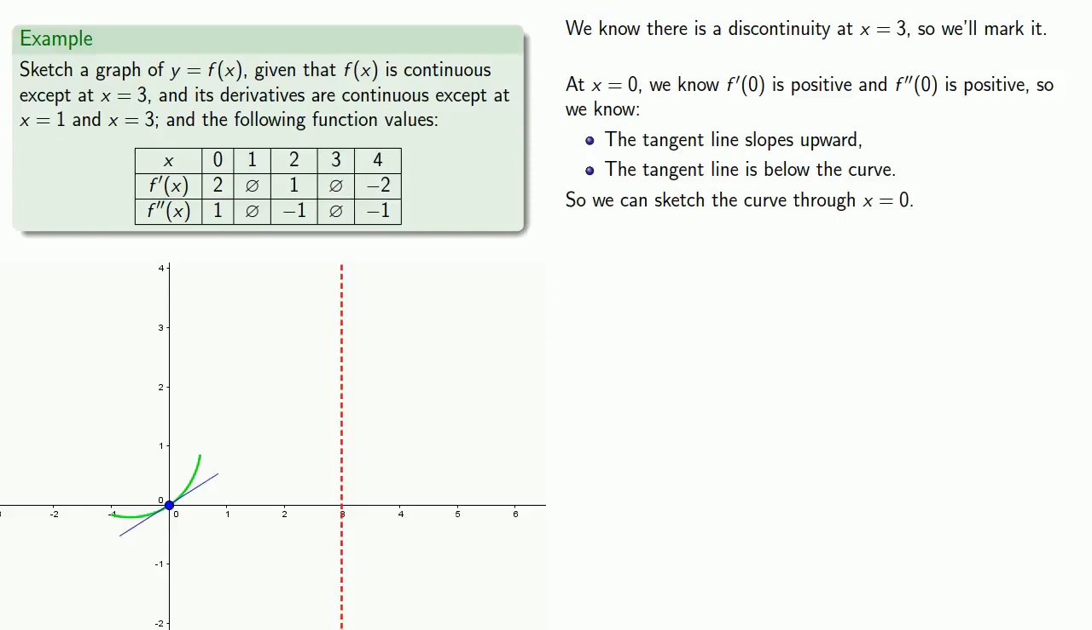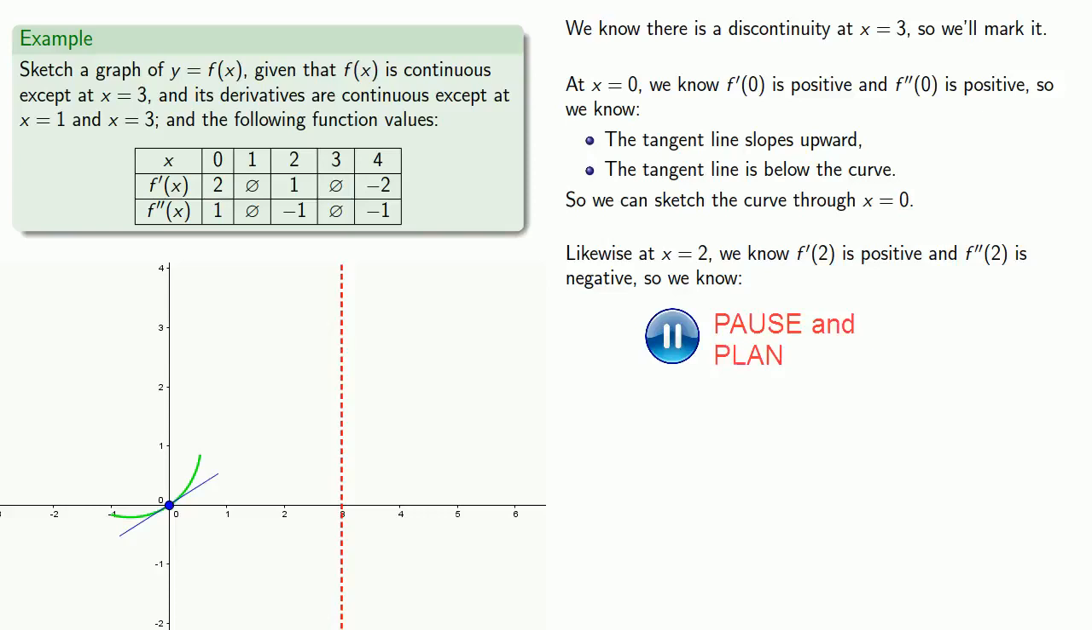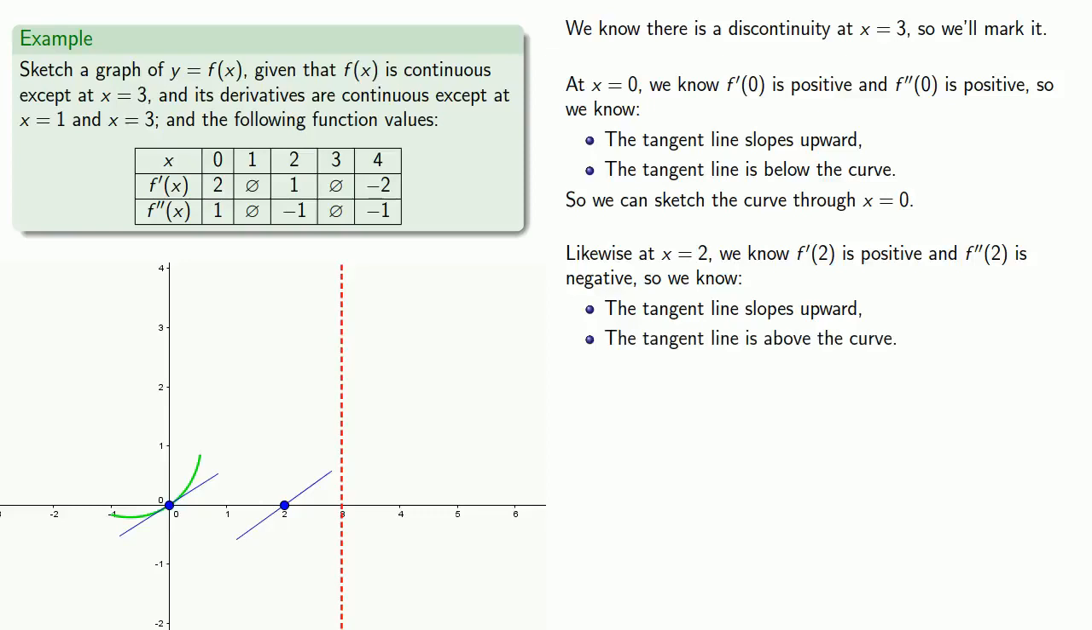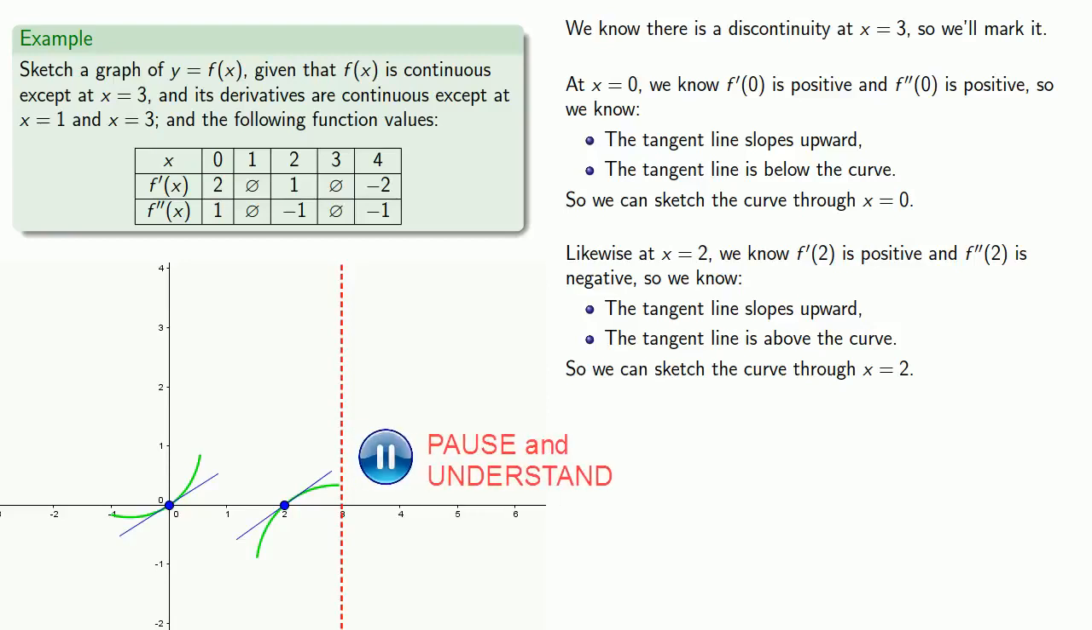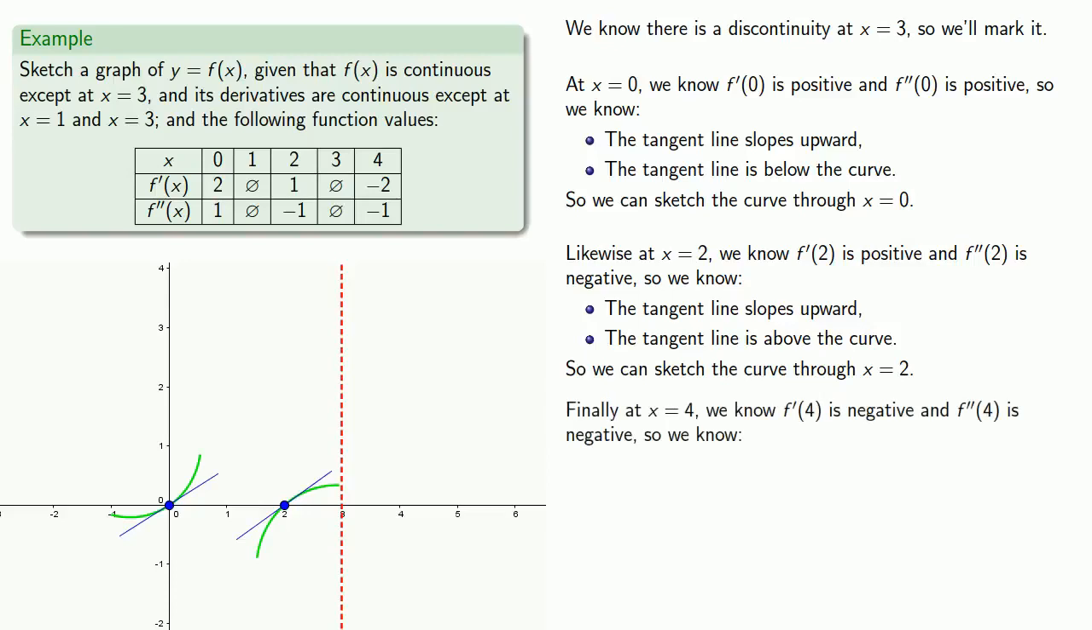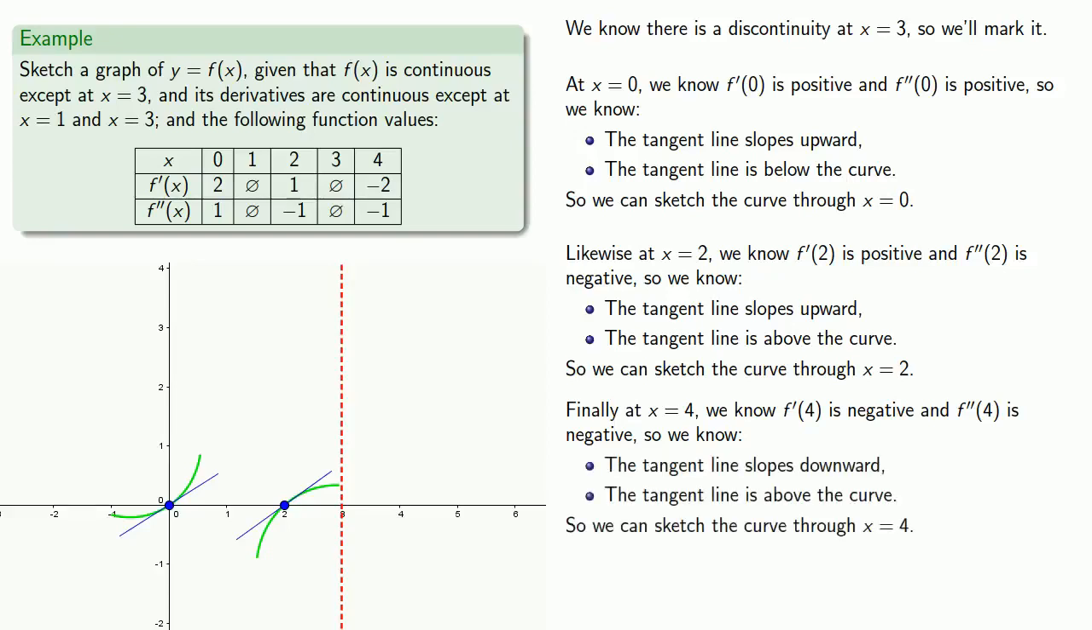At x equals 2, we know the first derivative is positive and the second derivative is negative, and so we know the tangent line slopes upward and the tangent line is above the curve. And so we can sketch the curve through x equals 2. Finally, at x equals 4, we know the first derivative is negative and the second derivative is negative, and we can sketch the curve through x equals 4.